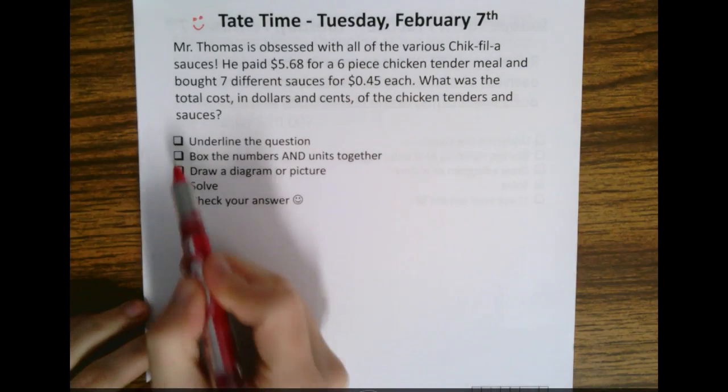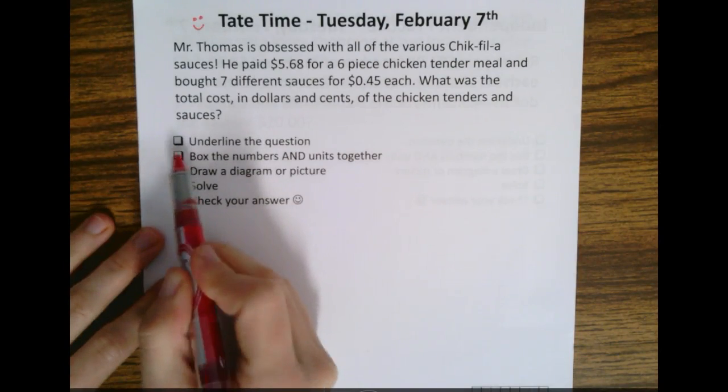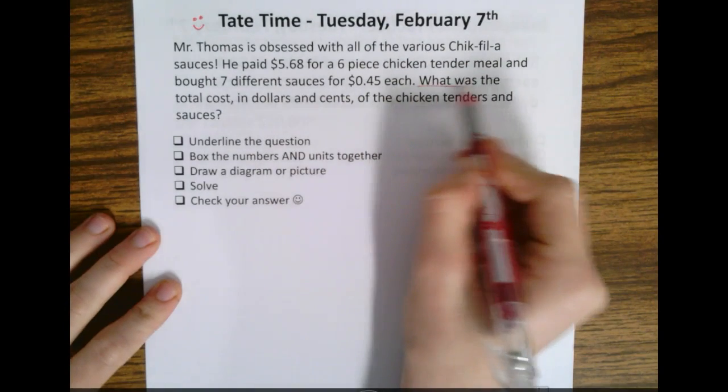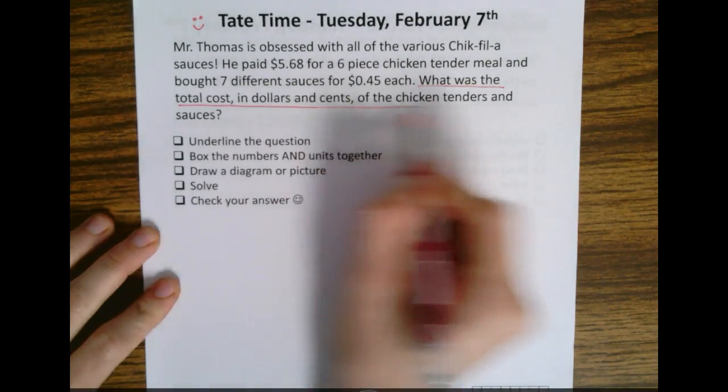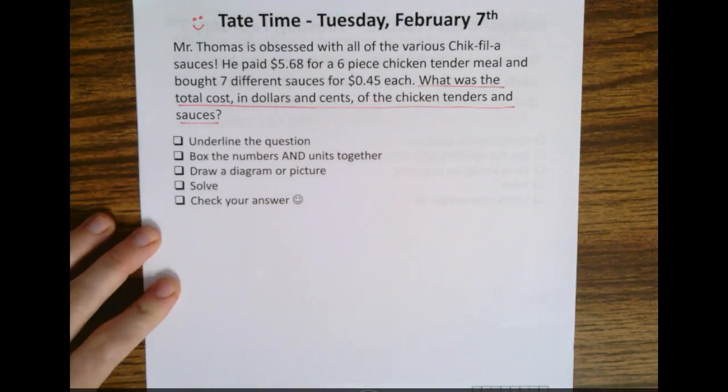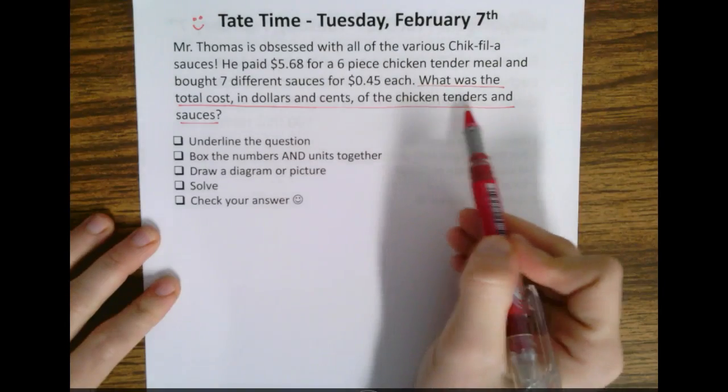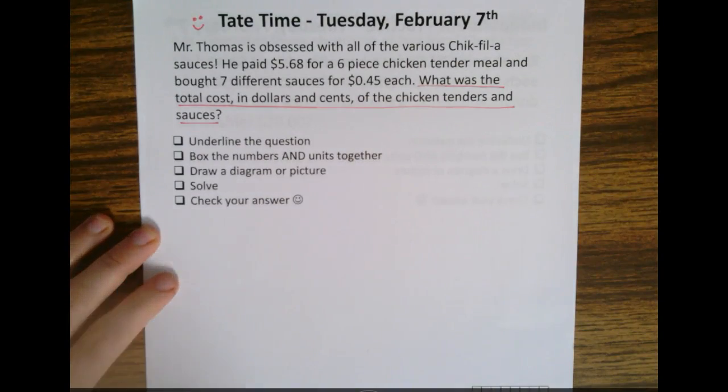So, first things first, we're going to underline the question. This is our objective, this is our goal. What was the total cost in dollars and cents of the chicken tenders and the sauces? So we got the tenders and the sauces. So we need to go back and check and look for both things.